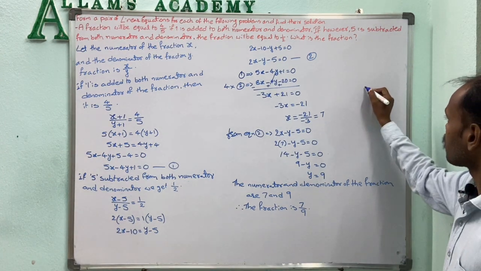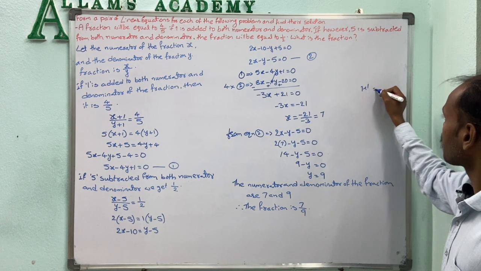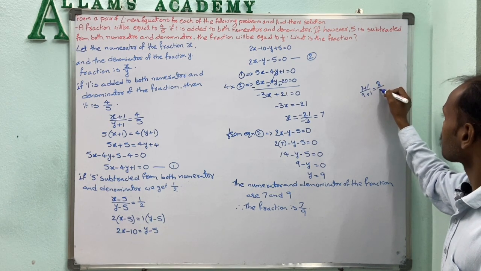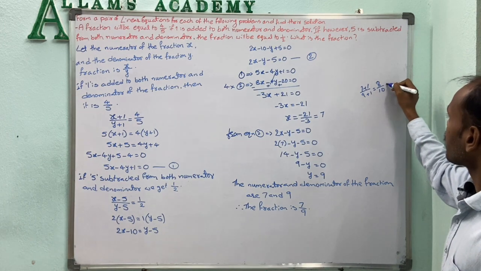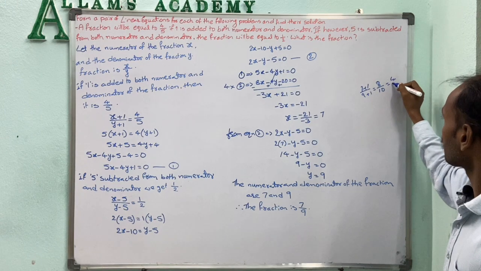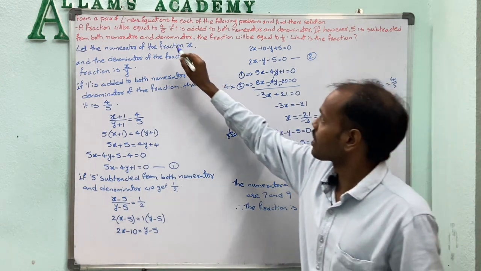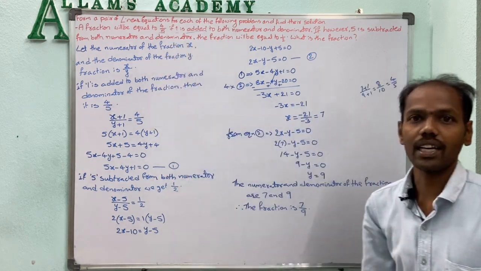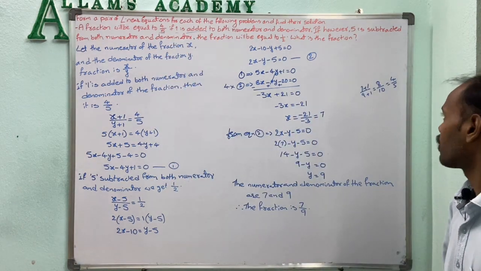So if 1 is added to both numerator and denominator of 7 by 9, 7 plus 1 is nothing but 8, and 9 plus 1 is nothing but 10. So 8 by 10, on simplification, is nothing but 4 by 5. So that is what is given: if 1 is added to both numerator and denominator, we get 4 by 5.